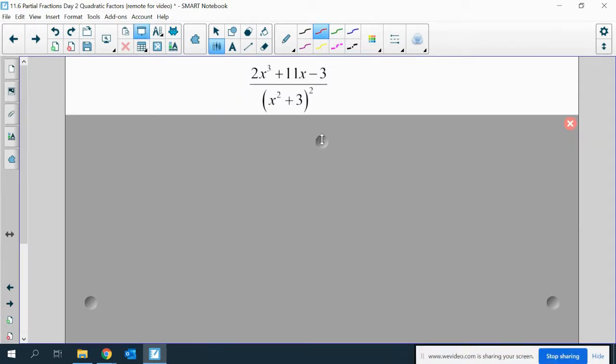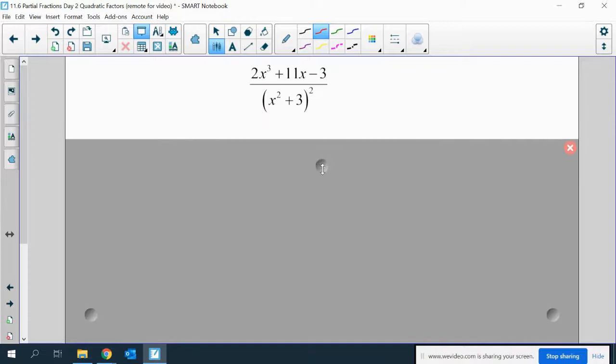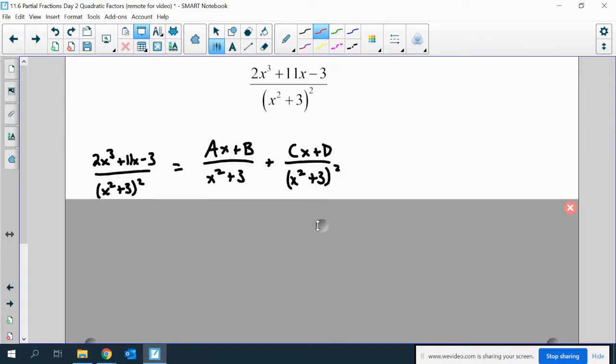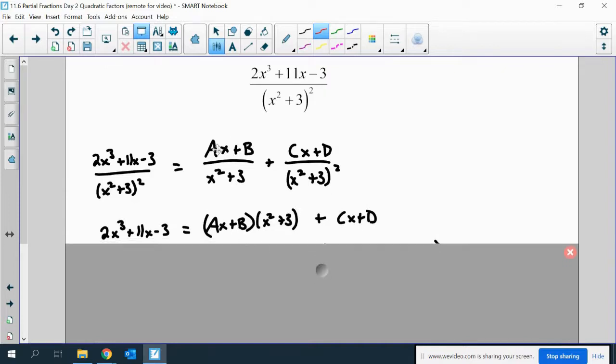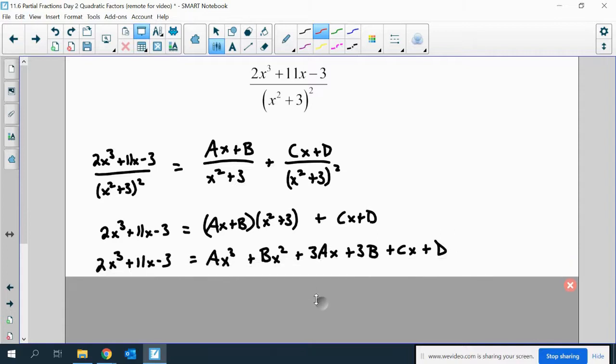Here's one more example for you. So if we had 2x cubed plus 11x minus 3 over x squared plus 3 squared, that's a repeated quadratic term. So what I would do is, if I were doing partial fraction decomposition, rewrite it as ax plus b over x squared plus 3 plus cx plus d over x squared plus 3 squared. Then very much like the previous problem, I would realize that ax plus b has an x squared plus 3 missing from its denominator. Cx plus d has nothing missing from its denominator. And then I distribute this stuff.